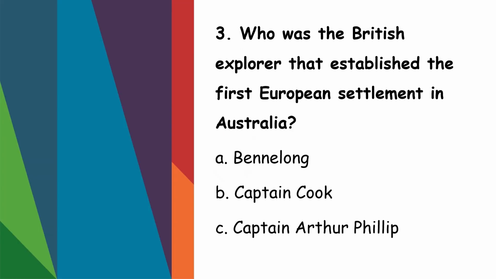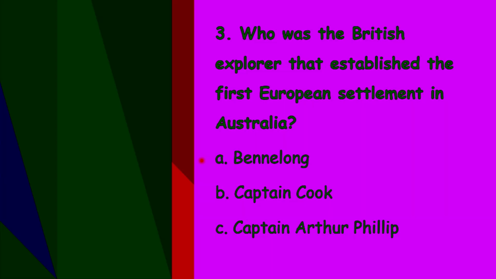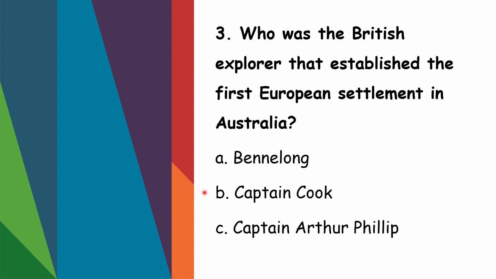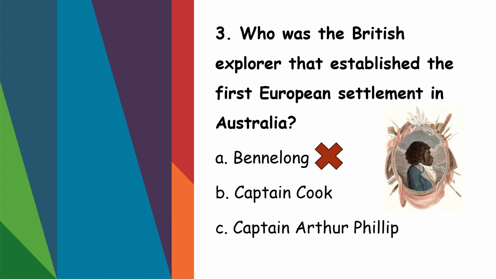Question 3. Who was the British explorer that established the first European settlement in Australia? A. Bennelong, B. Captain Cook, or C. Captain Arthur Phillip? A. Bennelong was an Aboriginal man who was curious about the British invaders and became friendly with them. So we know that A is not the answer because Bennelong was not a British explorer.